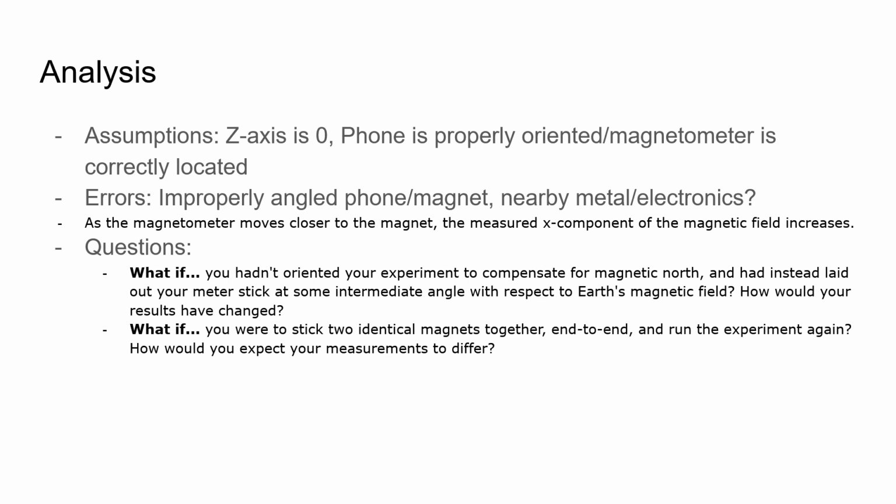And the questions: if I hadn't oriented my experiment to compensate for magnetic north, then the B = kR^n equation would have a constant term added to it, which would totally mess up the work we did with logarithms. And if there were two magnets added end to end, assuming they each had an equivalent dipole moment to my magnet and they were relatively small, the field at each location I measured in the experiment would double, because each magnet would act on it, so it would act on it twice.